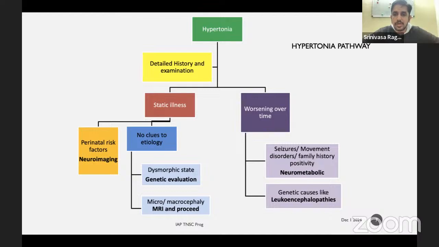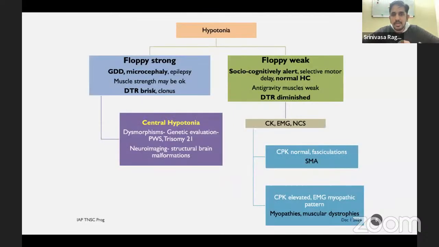So this is the hypertonia pathway, static illness or a progressive illness. Static illness with identified risk factors, start treatment, confirmatory neuroimaging where possible. Now, if the child has low tone or a normal tone, then possibly it's a child with hypotonia. And hypotonia we further classify as a child who is floppy strong or a child who is floppy weak.